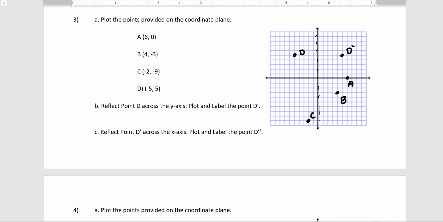We're going to reflect point D prime across the x-axis and label that D double prime. So x-axis is that horizontal one. If I flip it going the other way, I'm going to end up right on top of where I labeled B, aren't I? So I'm going to move this label real quick. I'm going to put it up here. And now I'll be at 5, negative 5, which will be right here. And that is D double prime.